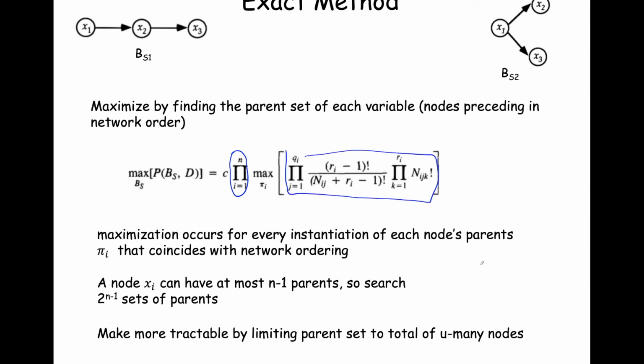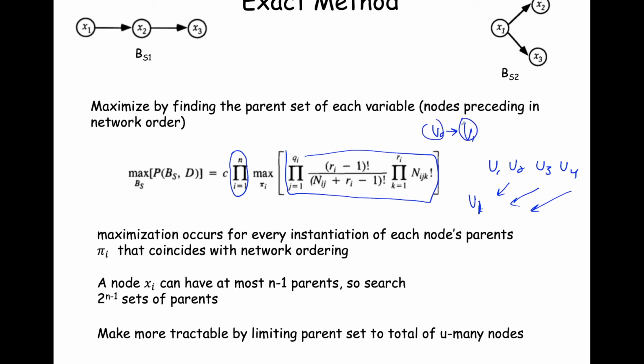And so this maximization is going to occur for every instantiation of each node's parents. You can try, for a given node, let's say V1, and we have V2, V3, and V4. We'd say, all right, for V1, is V2 in its parent set? So we try V2, and then we try V3, and then we try V4. One of them is going to maximize this expression. And then after that, we know V1 has as its parent one of these nodes. Let's say it's V2 that maximizes it.